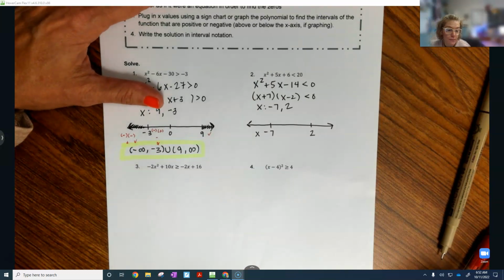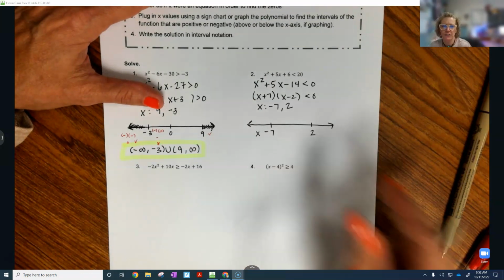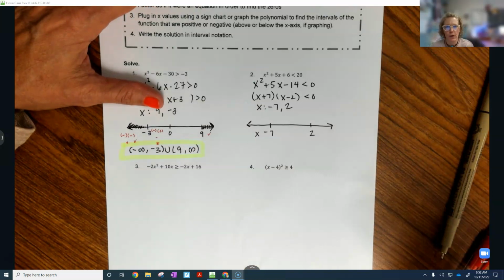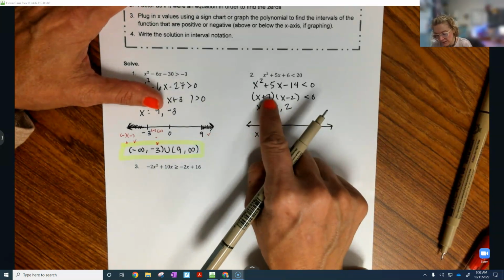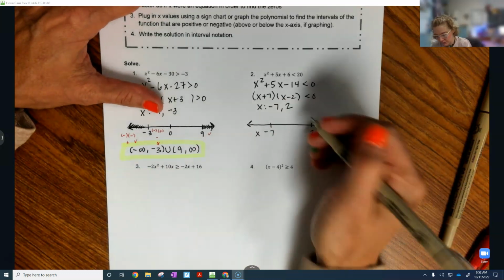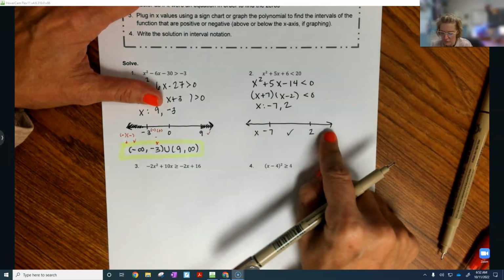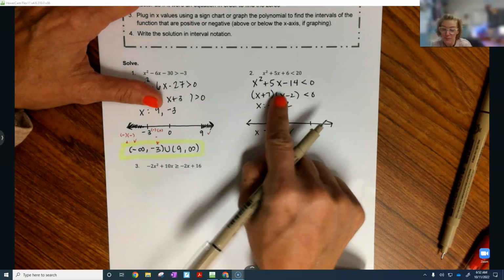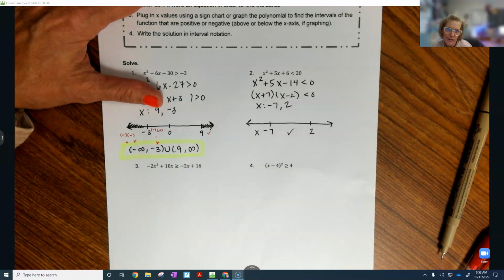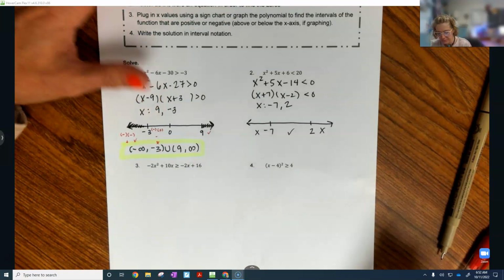So now let's try the middle section, in between -7 and 2. 0 is my favorite number. I always want to try 0 when I can. So if I plug in 0 right there, that's 7 times -2. That's a negative, which is what we want. And then, of course, on the other side, I'll just plug in a 3. When I plug in a 3, it's going to make both of those positive, so the product's going to be positive, so we don't want that.